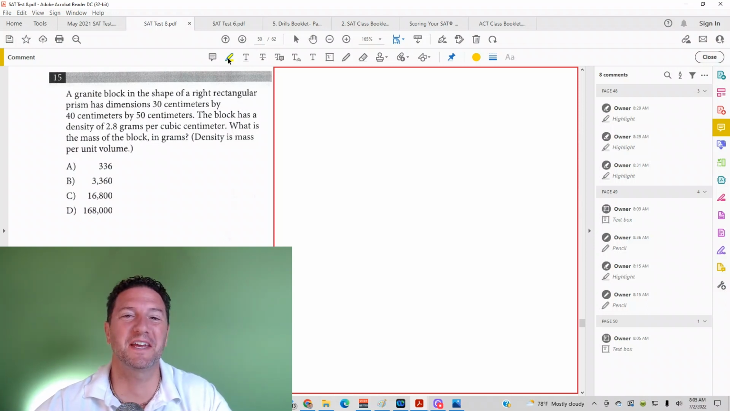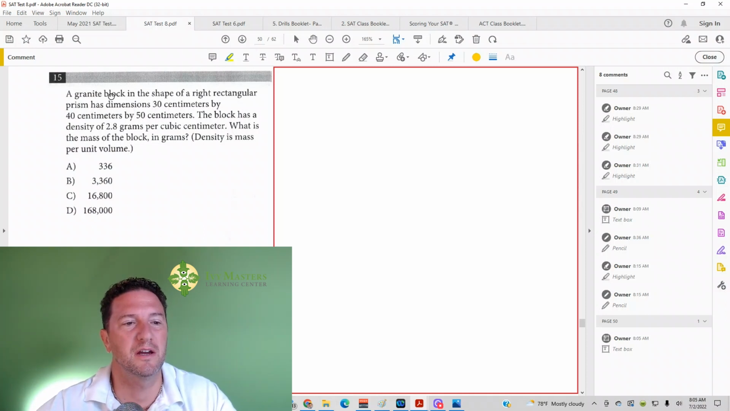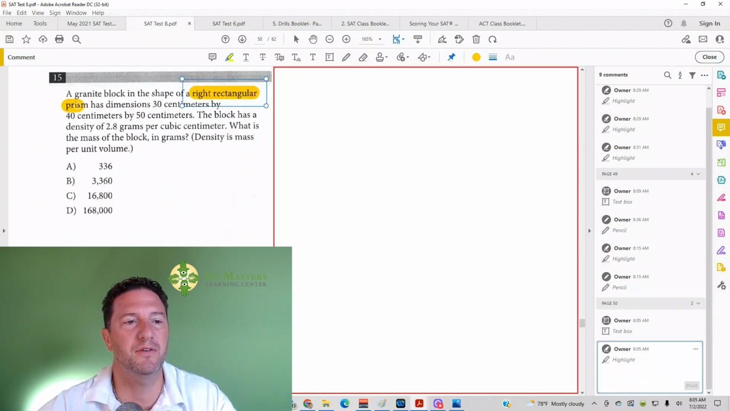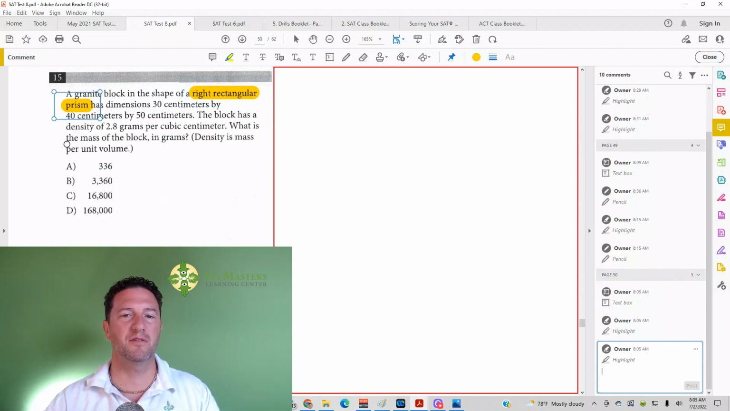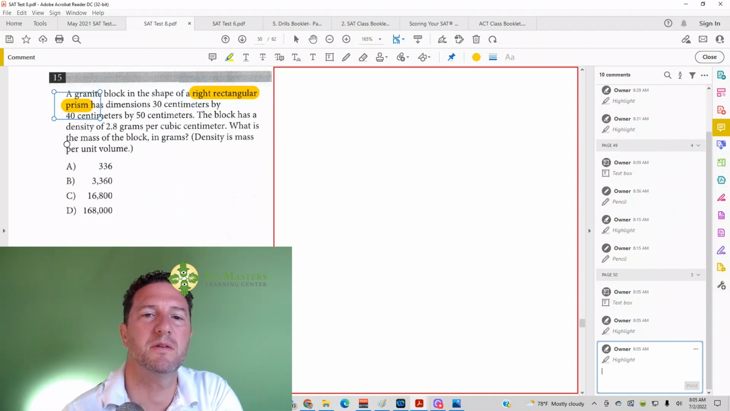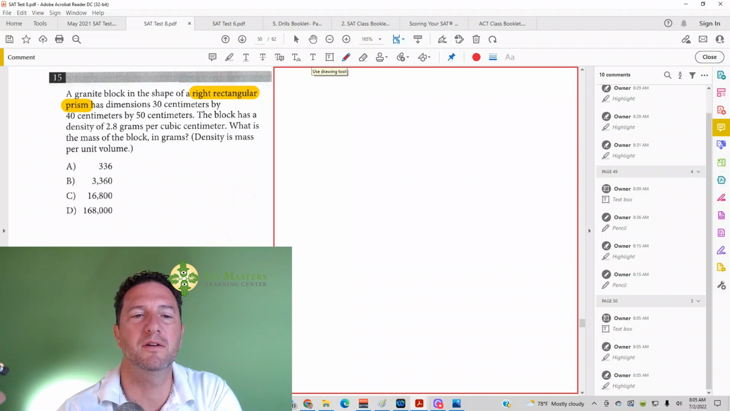And today we're going to look at Test 8, Section 4, number 15, which reads, a granite block is in the shape of a right rectangular prism. So understand solving pieces as you go. What does it mean? Right means you've got all 90-degree angles. What is a rectangular prism?